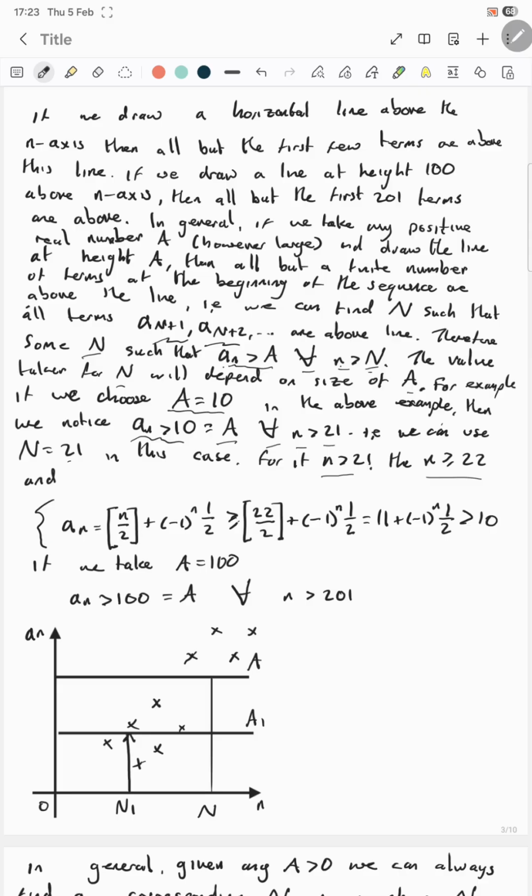So our sequence here, a_n = [n/2] + (-1)^n/2, is greater than or equal to 22/2 + (-1)^n/2, which equals 11 plus or minus 1/2, and that is greater than 10. If we take A = 100, then a_n is greater than 100 = A for all n greater than 200, as shown here.